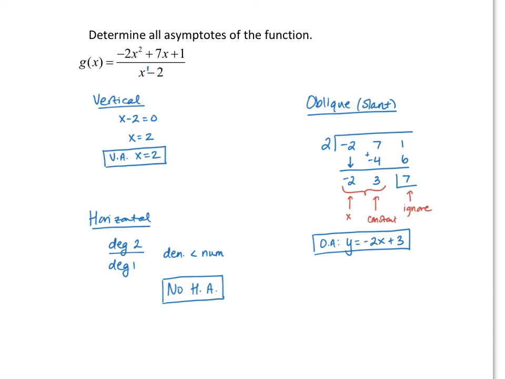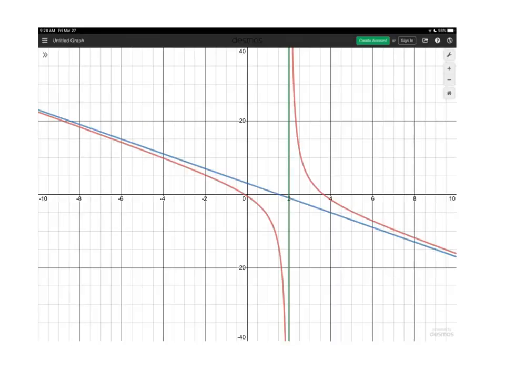Let's take a look at the graph with the original function and the asymptotes. So here's what we see if we graph this function. So the green line represents our vertical asymptote, x equals 2. The blue line represents our oblique asymptote, y equals negative 2x plus 3. And the red curve is our original function, g of x.